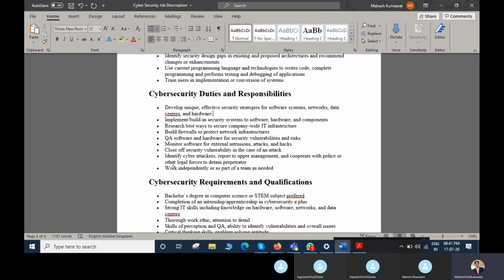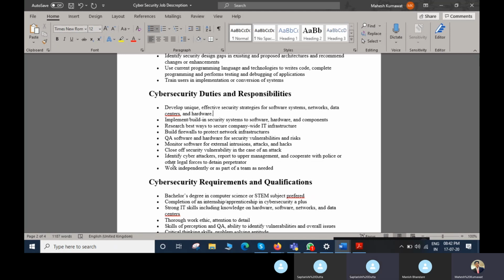The third thing is to research the best ways to secure company-wide IT infrastructure. So what are the best ways to secure company-wide IT infrastructure? Any ideas? How are you going to research?